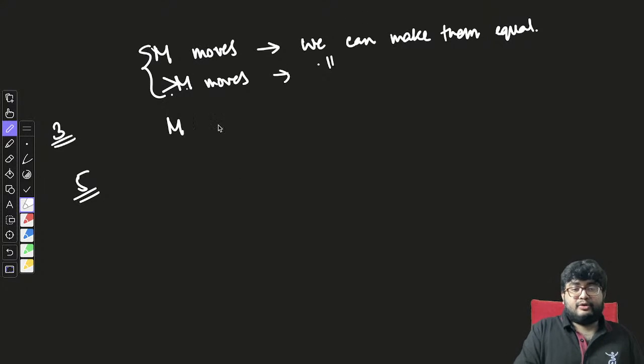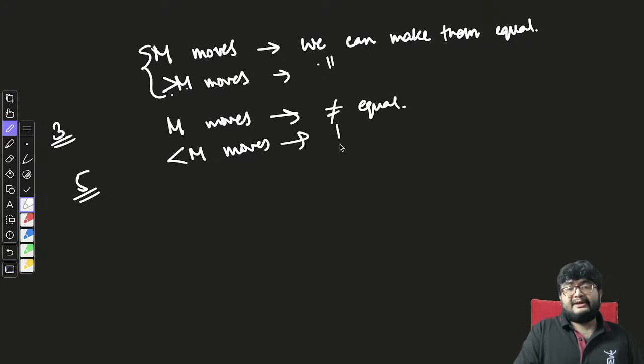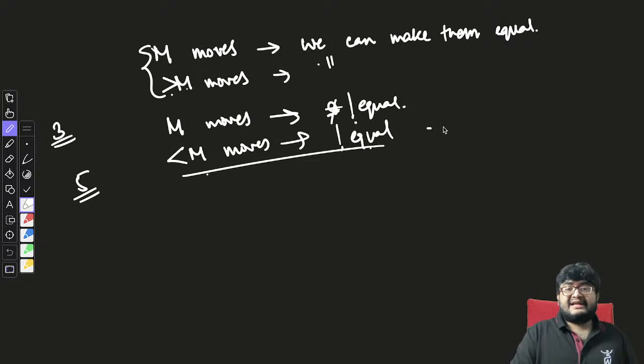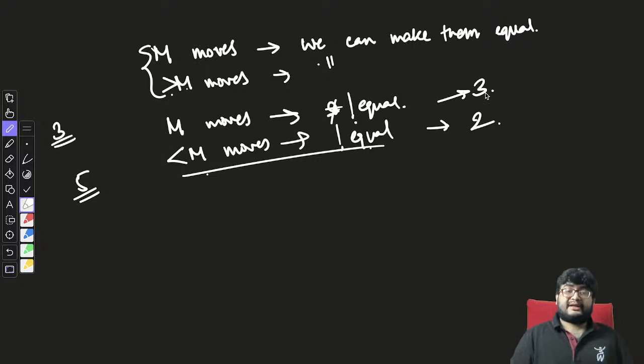Similarly, if for m moves we cannot make them equal, then for less than m moves also we will not be able to make them equal. Otherwise, we would be saying that in 2 moves we are making them equal, but in 3 moves we are not able to make them equal, which is false, because this condition will be violated then.